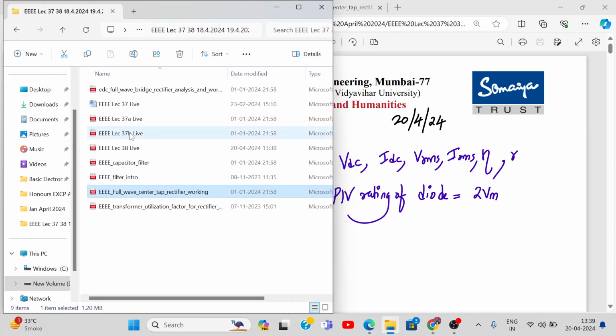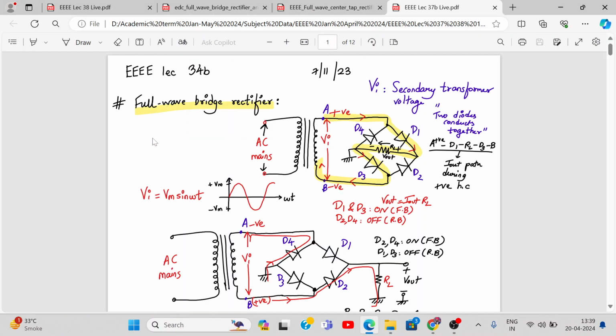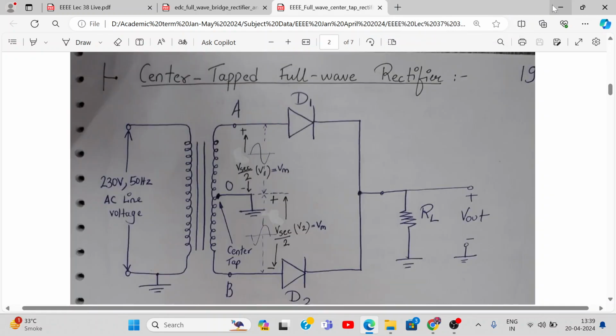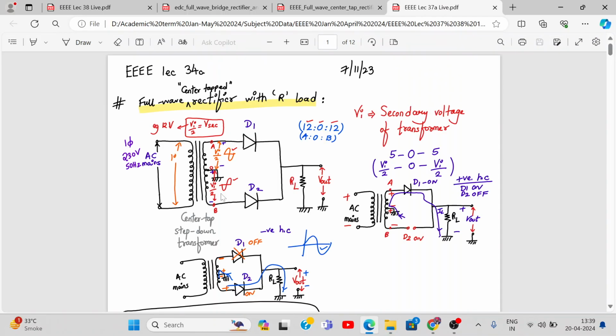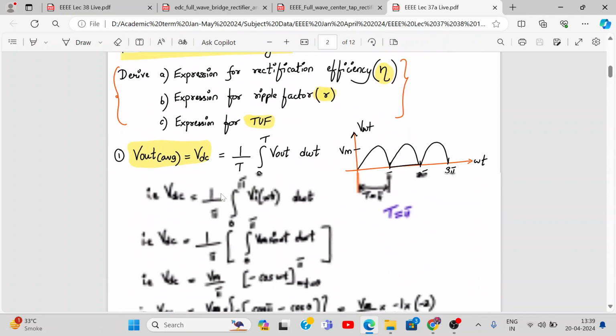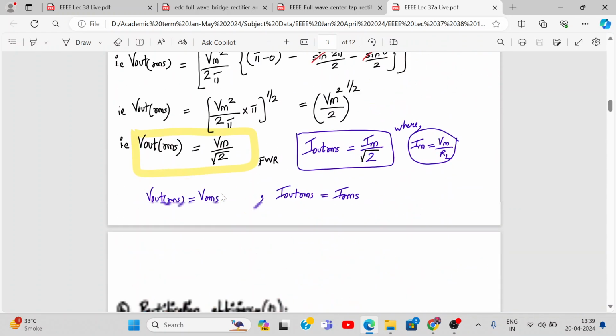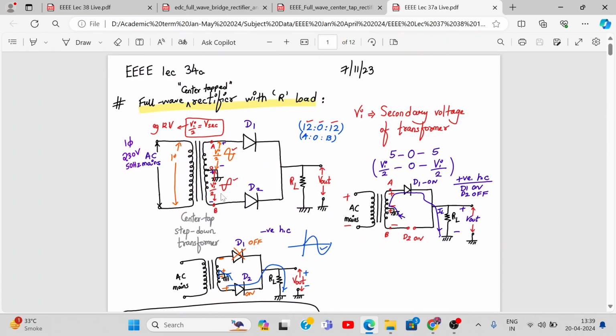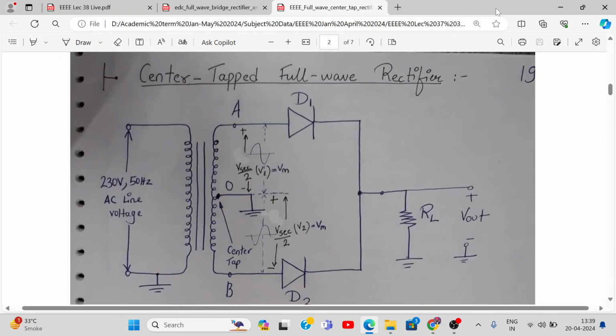I think I have document 37B. Here I have not covered that. 37A, I guess. No, this was done in the class, I guess. So please make sure that you correct it. Alright.